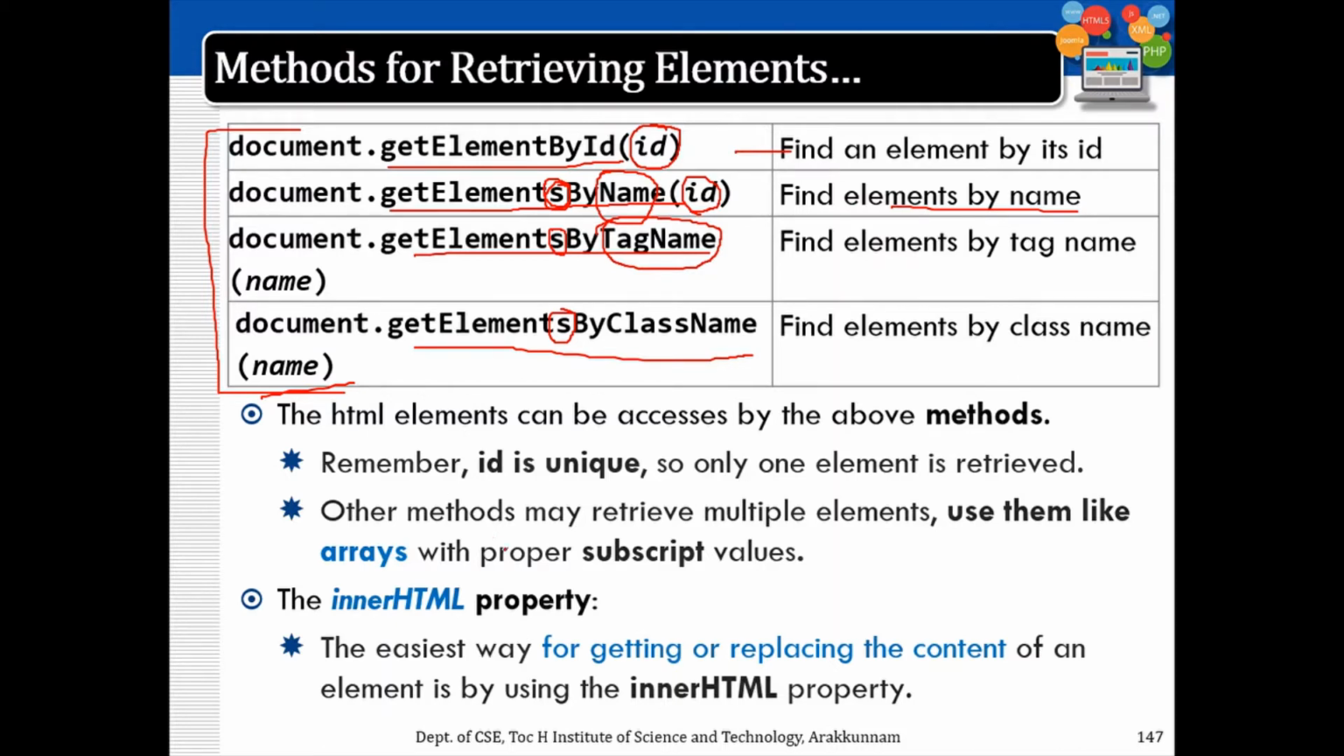And there is one property known as the innerHTML property. By the name itself you can understand this is the text that we give between two tags. This property is the easiest way for getting or replacing the content of an element, the content of a tag inside the web page. We will see an example using this. As I said, the first one retrieves only a single element, the other three retrieve arrays, and we can use them with the subscript values. Hope you're clear with the four different methods of retrieving elements.